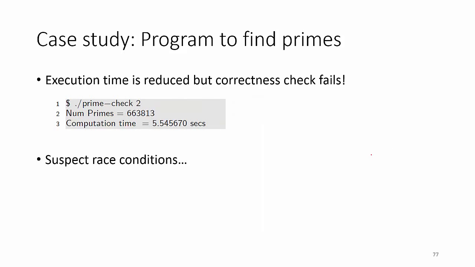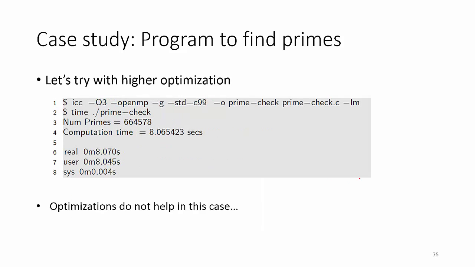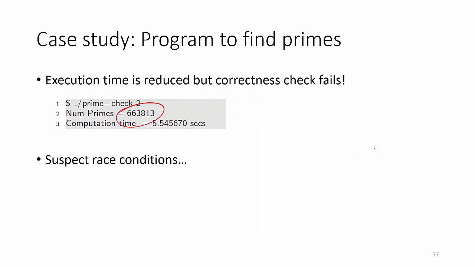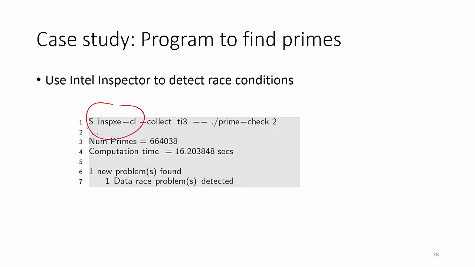5.5 seconds instead of 8. Okay, execution time is reduced, but not much. But what's worse is that the number of primes found is now not correct. 663,813. It should have been 664,000. Okay, this is a problem. So we suspect a race condition. Use the Inspector to find and collect data races. This is the code for finding data races. If you use the GUI version, it's more intuitive to use.